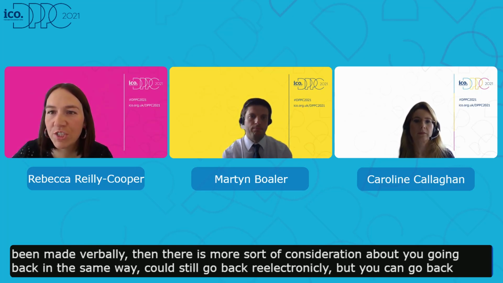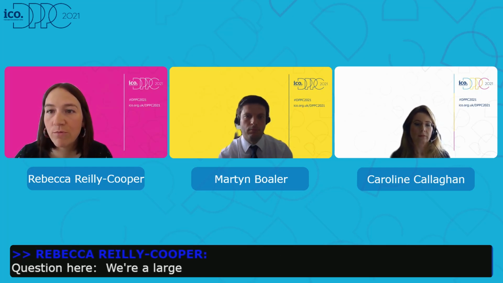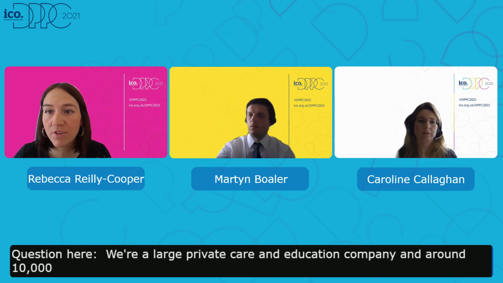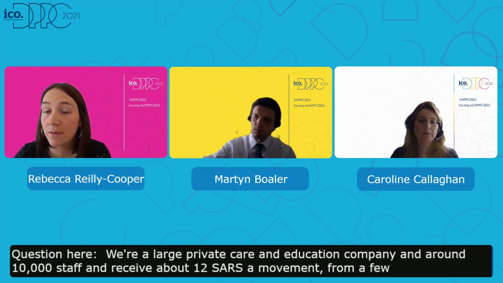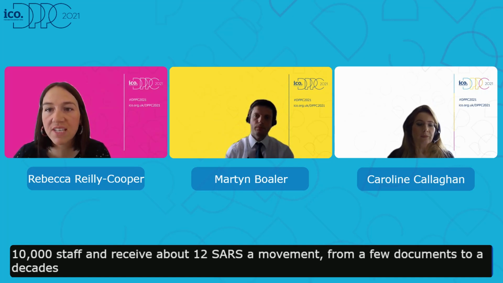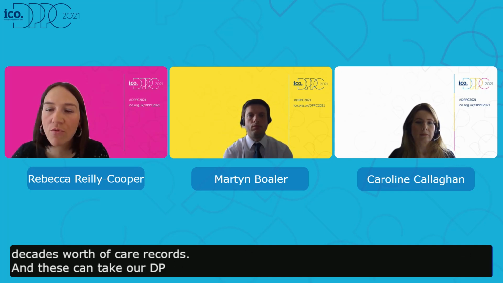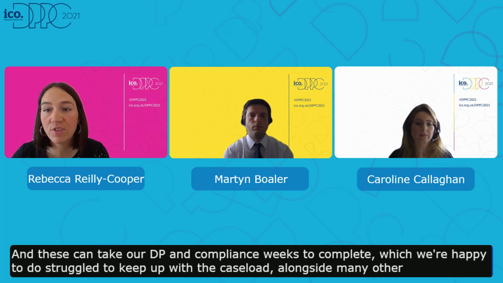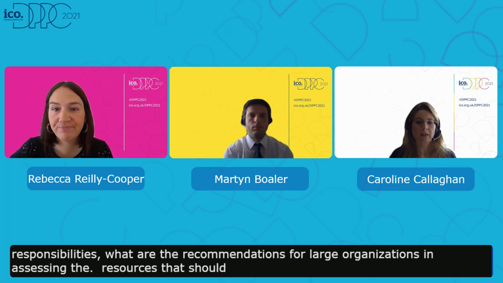Okay, a question here. So we're a large private care and education company. We have around 10,000 staff and clients. We receive around 12 SARs a month, and these range in size from a few documents to sometimes over a decade's worth of care records. These can take our DP and compliance team weeks to complete, which we're happy to do, but we struggle to keep up with the caseload alongside many other compliance responsibilities. So what are the recommendations for large organisations in assessing the resources that should be allocated for SAR work so that we can balance data subject rights with what we can practically deliver in a financially viable way?